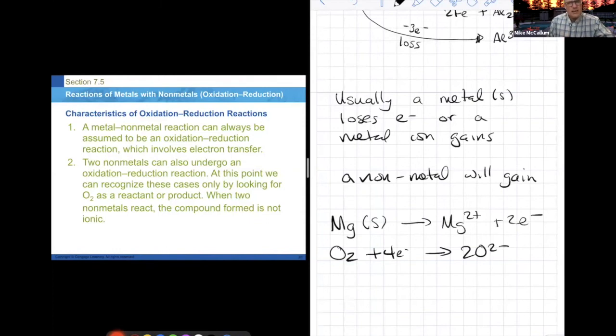Where does the name oxidation reduction come from? It turns out reduction means reduction in charge. So maybe you've seen reduction is loss. Well, that's not exactly right, because I just said something else. So I'm going to give myself a second to reset.